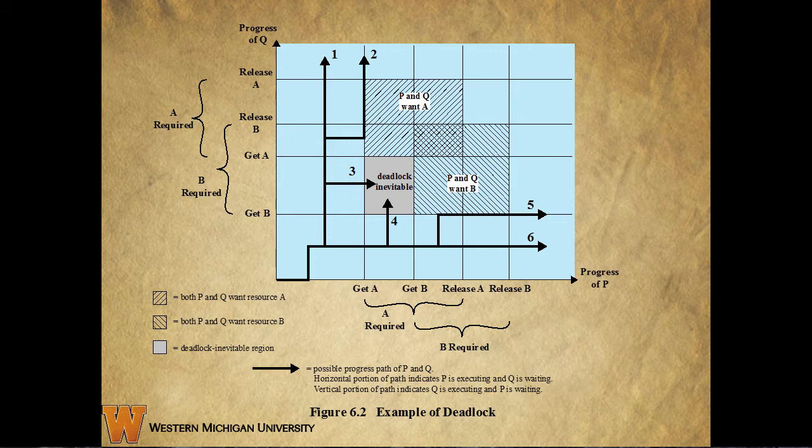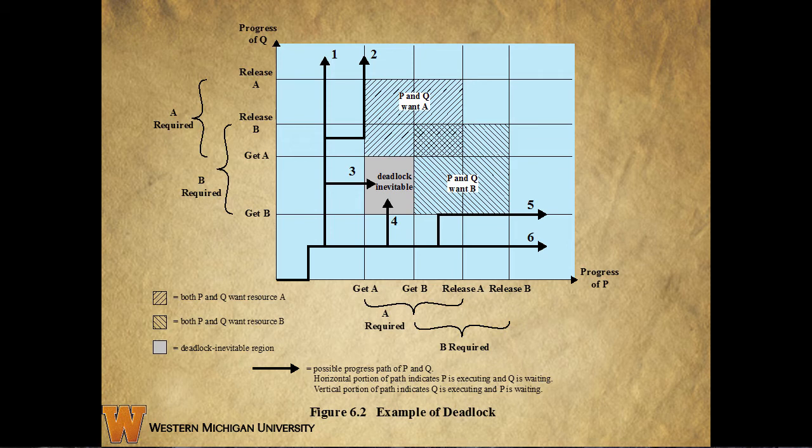Now in path 3, Q acquires B and then P acquires A. Deadlock is inevitable here because as execution proceeds, Q will block on A and P will block on B. In path 4, we also have a situation where deadlock is inevitable. P acquires A and then Q acquires B. And again, as execution proceeds, Q will block on A, and P will block on B.